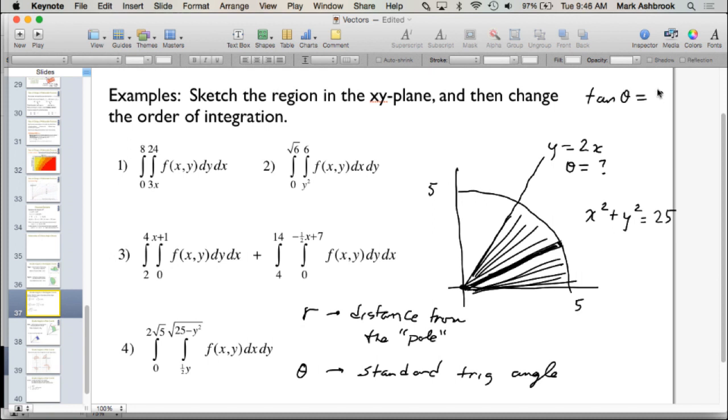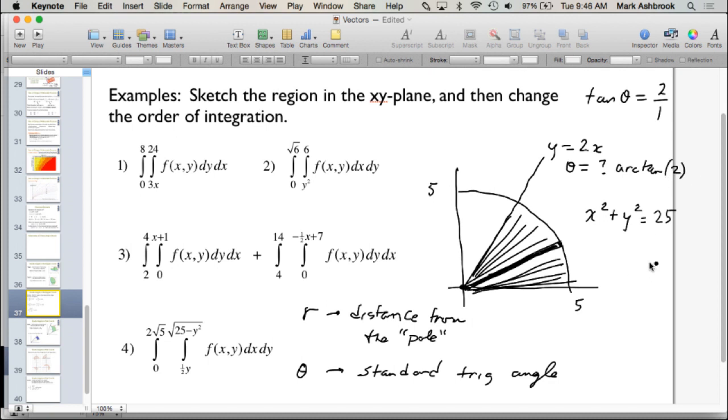Arctangent of 2, because tangent would be 2 over 1. Think about opposite over adjacent, or the rate of change. Tangent is basically the rate of change of your terminal side. That's a way to think of tangent. So then that theta is what he said, arctan of 2.